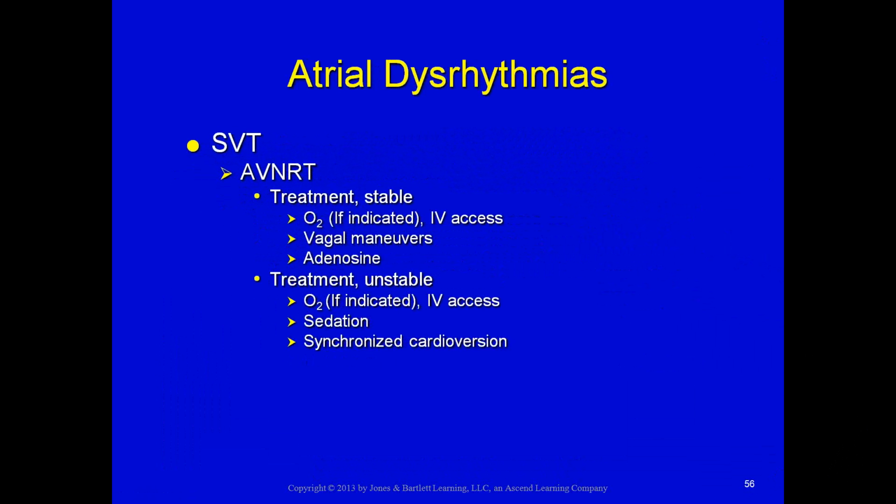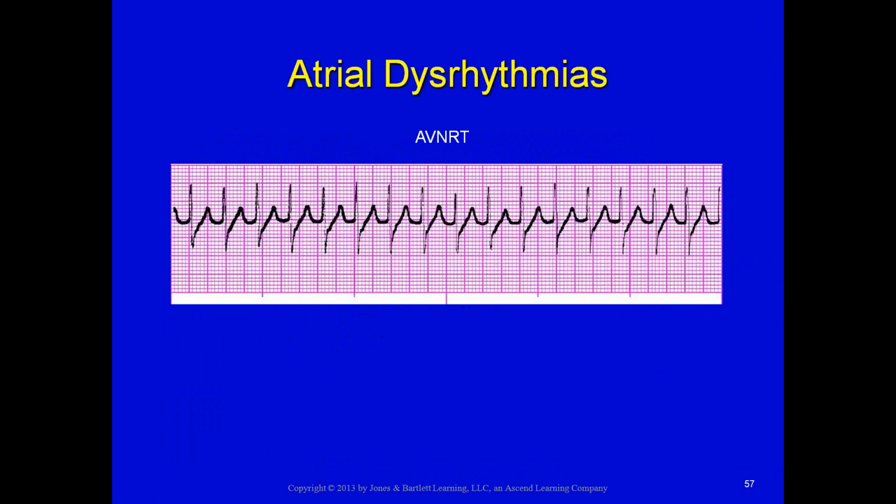If the person is stable, let's say they're running a rate of 160, 170, you may give them some oxygen if it's indicated. Their SATs are less than 94%. They're short of breath. Establish an IV, try some vagal maneuvers, and then give the drug adenosine. If they're unstable, their level of consciousness is altered, their radial pulses are absent, we may consider sedation if time permits, but we're going to have to do some synchronized cardioversion to get them out of it.